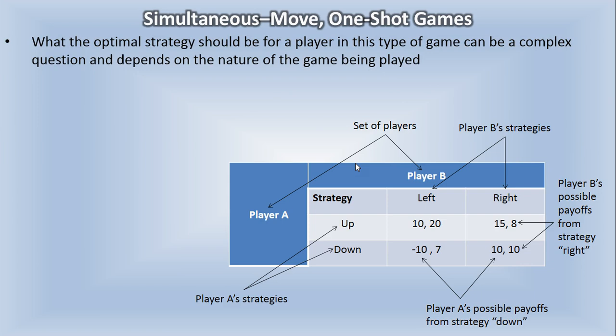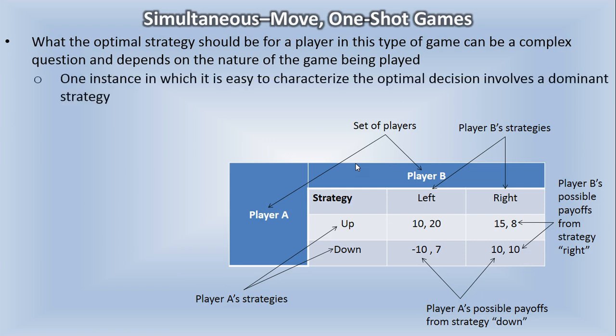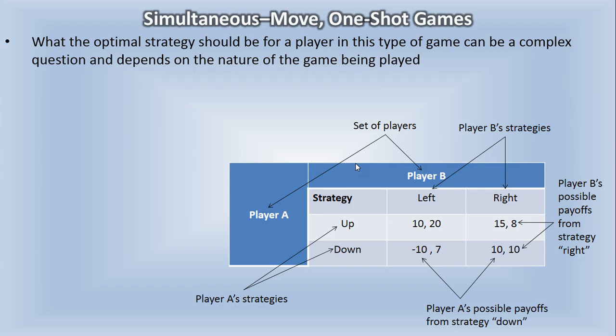What the optimal strategy should be for a player in this type of game can be complex and depends on the nature of the game being played. So definitely there's uncertainty in these situations. So there's ways of using this approach to minimize that uncertainty by identifying certain characteristics of the game that can give us indications of how firms should best go about engaging in behavior, and also what the likely outcomes may be given the nature of the payoffs, given the nature of the strategies.